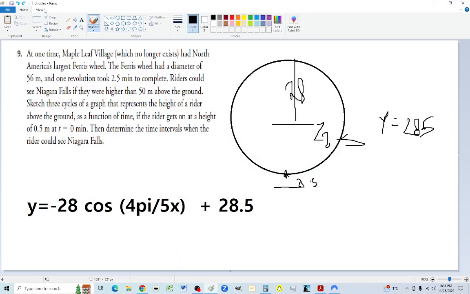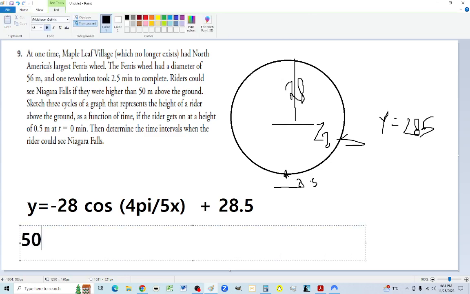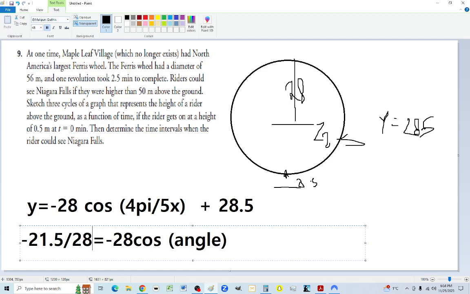So we're trying to reach 50. We're going to do this first: 50 is equal to minus 28 cos of the angle, plus 28.5. First thing we do is subtract 28.5 from both sides, and we get negative 21.5 on this one. Then we divide both sides by negative 28, so negative 21.5 over 28 is equal to the cos of our angle.